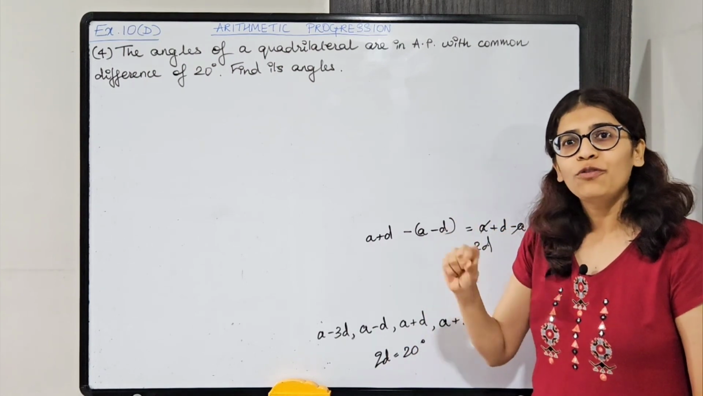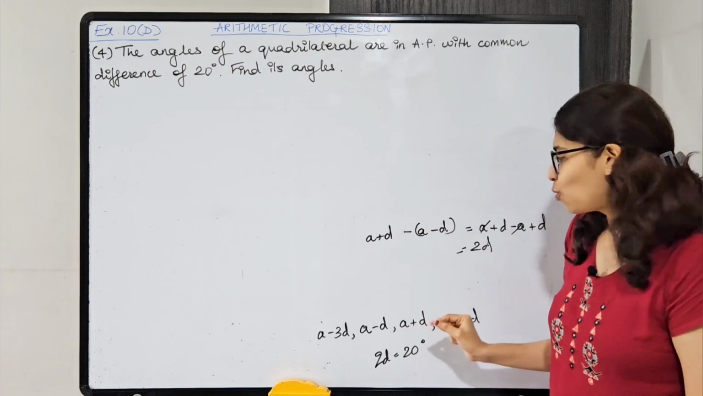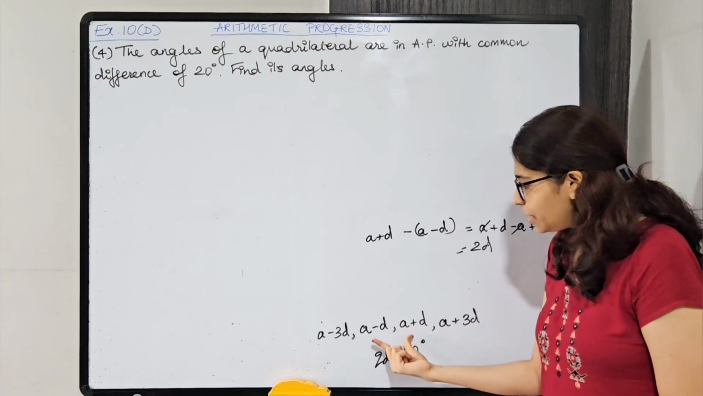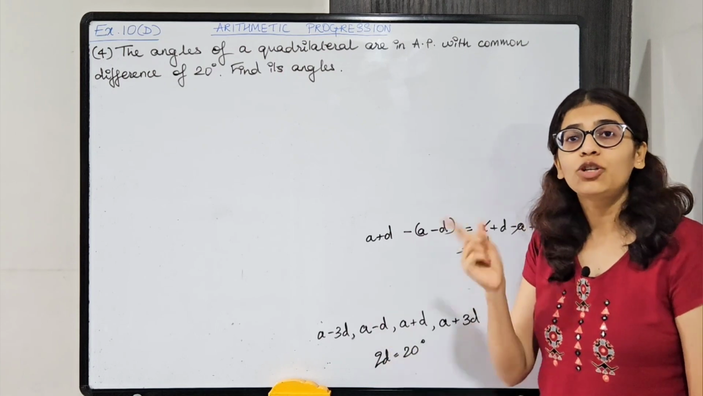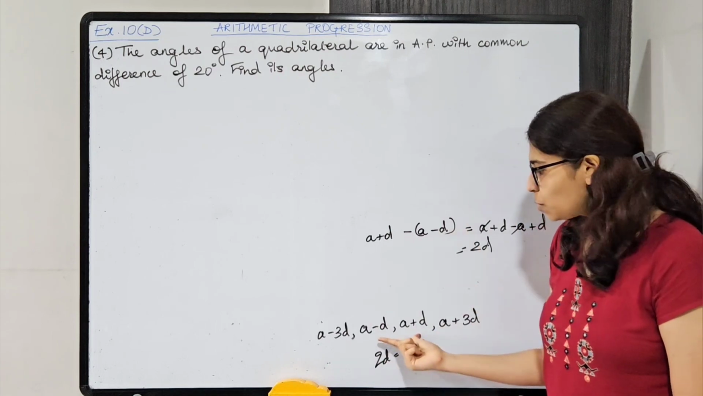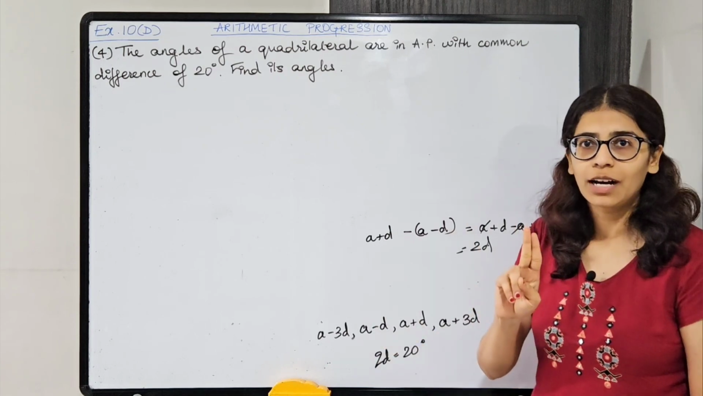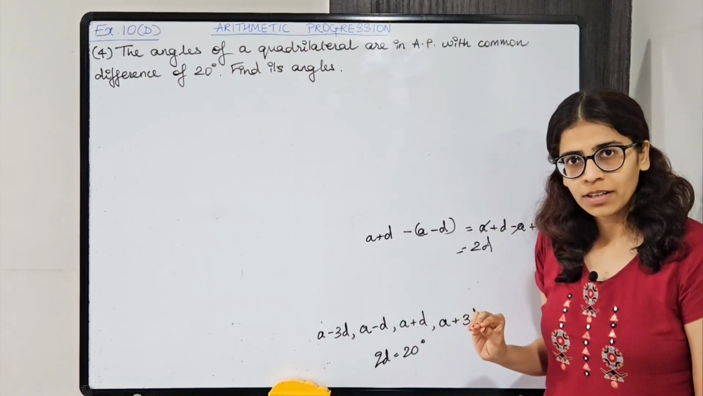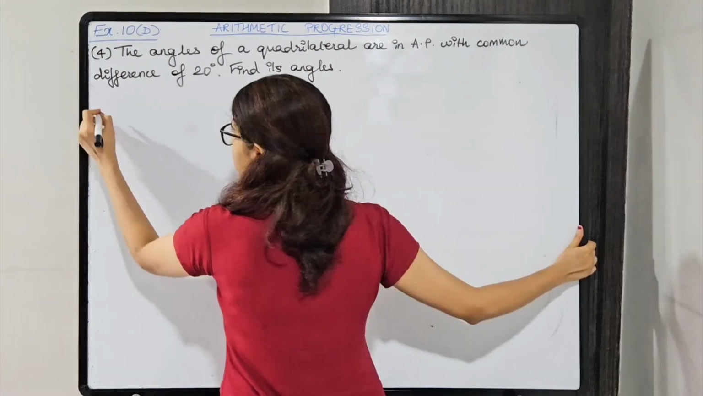Okay, some of you might make this mistake. So D को 20 मत लो, 2D को 20 लो, because यहाँ पे difference between the angles is 20. And difference between the angles यहाँ पे क्या हो रहा है, 2D हो रहा है. So 2D is 20, that is D is 10 degrees. Okay, so let us solve now.